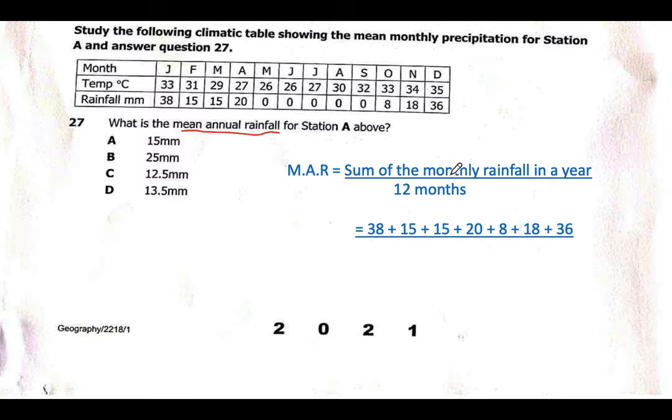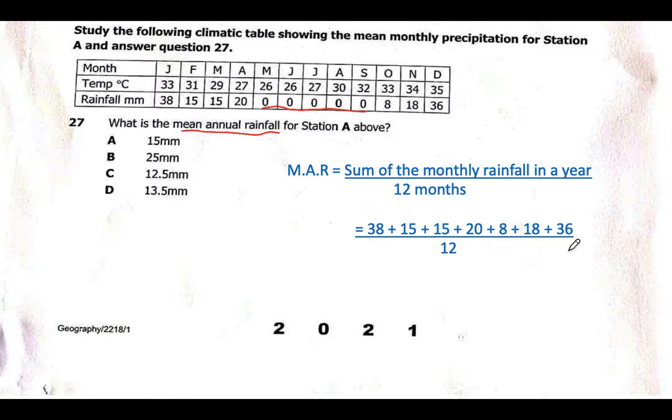Like this, but I ignored the zeros, because when you add zeros they will give you 0 again. So 38 plus 15 plus 20 plus 30 plus 15 plus 15 plus 20, and then 8 plus 18 plus 36. So you get the total. Here, this is how I added, without including the zeros, but you can include them and you get 0. So you can say 38 plus 15 plus 15 plus 20, plus 0 plus 0 plus 0 plus 0 plus 0, and then plus 8, plus 18, plus 36.